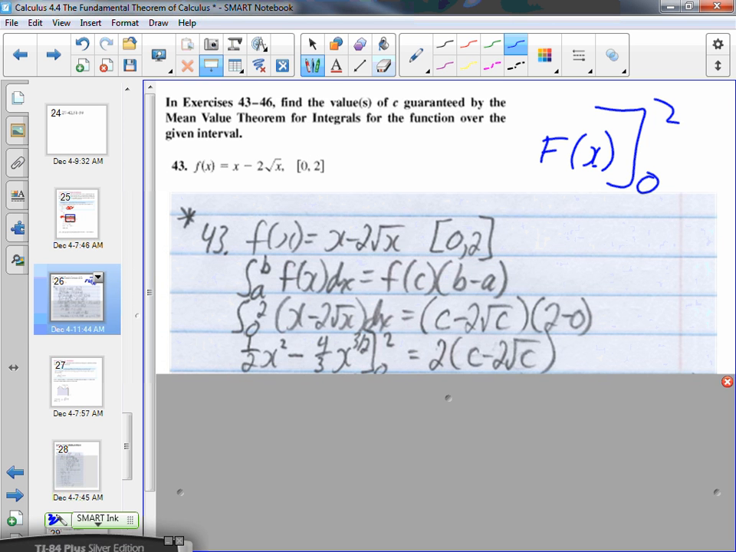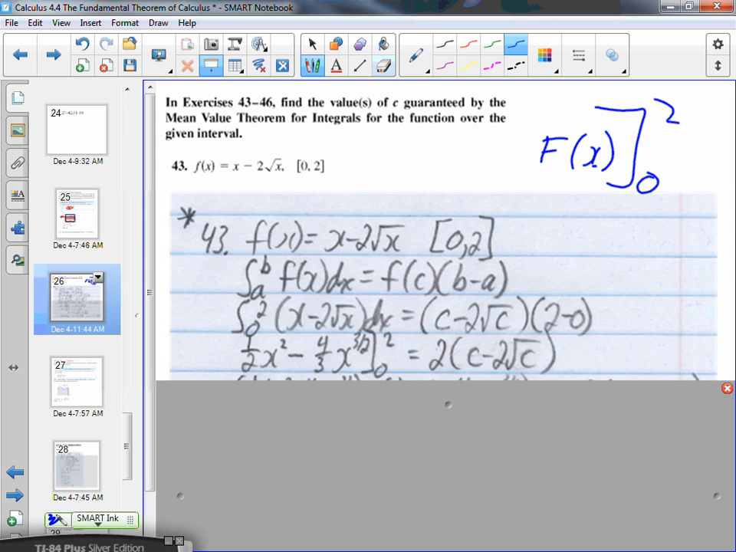Then you divide your coefficient of -2 by 3/2. Or better yet, you multiply your coefficient of -2 by 2/3. So we get -4/3 x to the 3/2 evaluated from 0 to 2. Correct. That's when we no longer need the dx in our notation. Now, on the right side, all I did was put the coefficient of 2 in front of the c minus 2 radical c. Back to the left side.